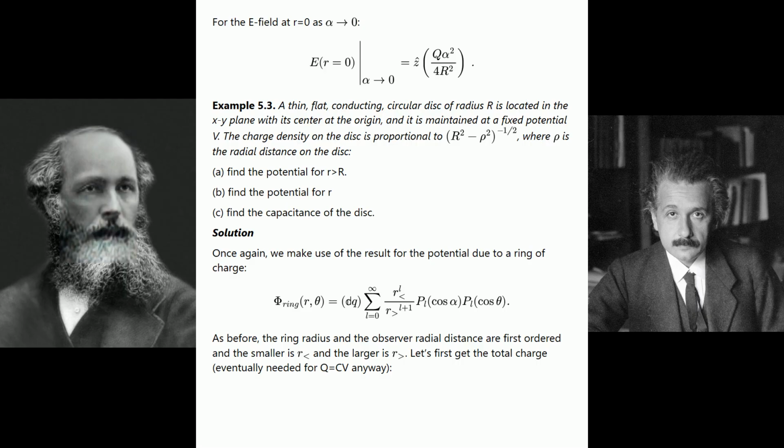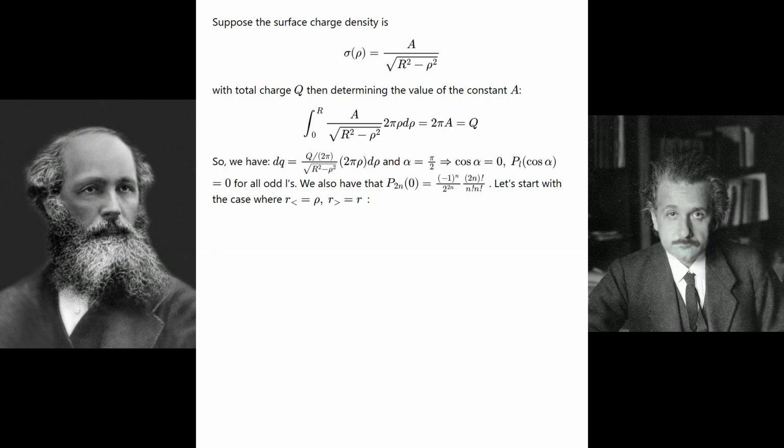Solution. Once again, we make use of the result for the potential due to a ring of charge. See the equation. As before, the ring radius and the observer radial distance are first ordered, and the smaller is r sub less than and the larger is r sub greater than. Let's first get the total charge, eventually needed for Q equals CV anyway. Suppose the surface charge density is sigma, the equation shown, with total charge Q then determining the value of the constant A, see the equation.